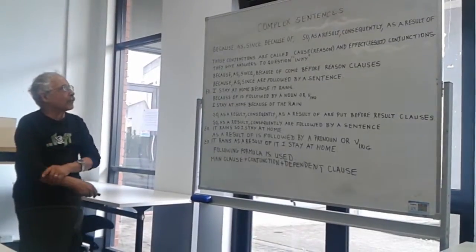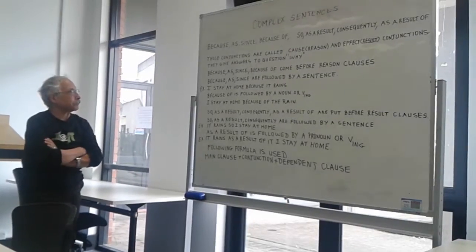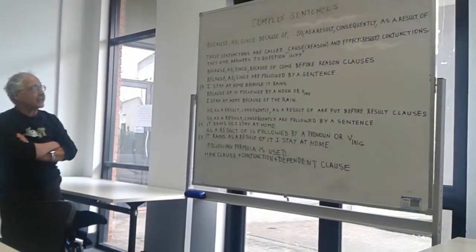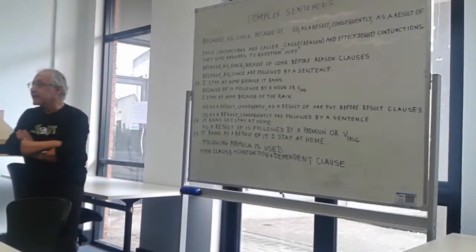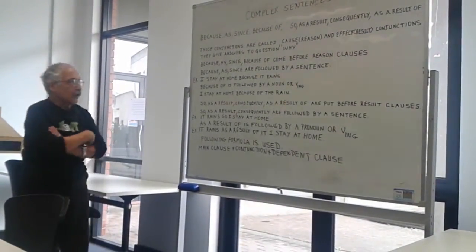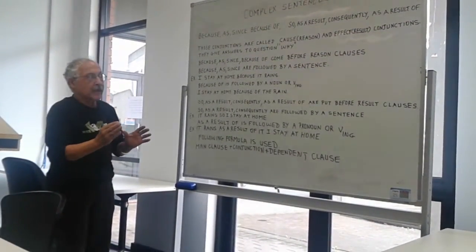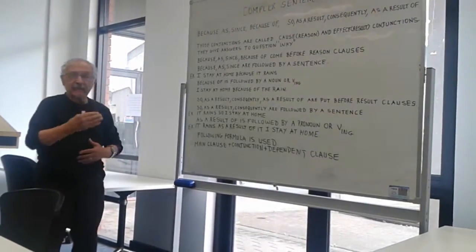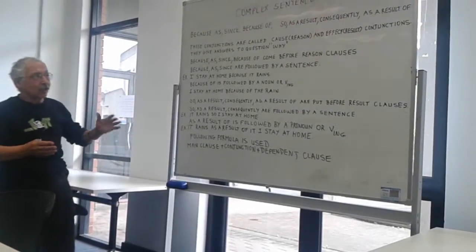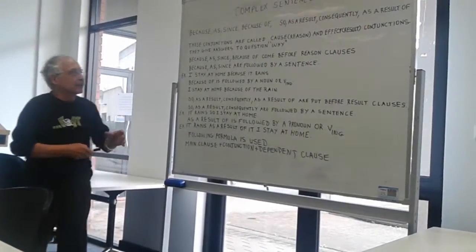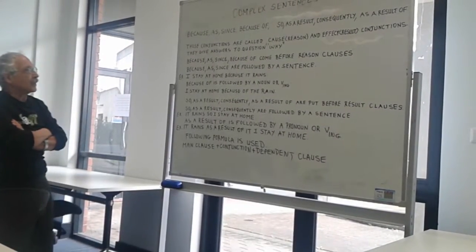First, we are going to study the first group, then the second group. Because, as, since, and because of come before the reason clauses. We start with the main clause, then we give the reason why we did that action or why we didn't do that action. We just give the reason with the conjunctions.